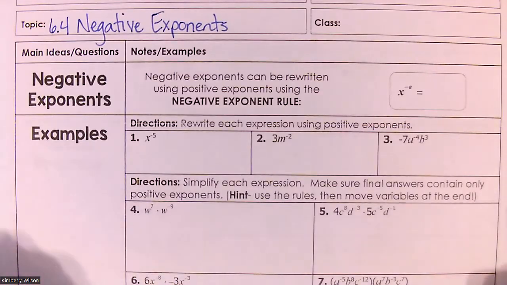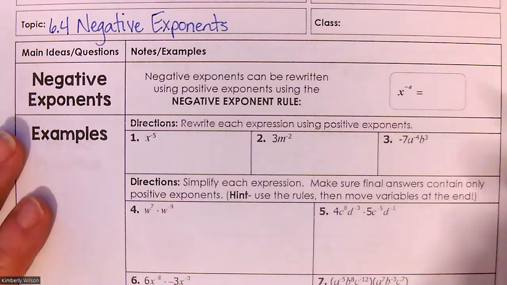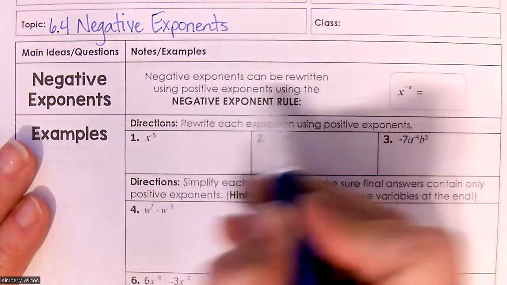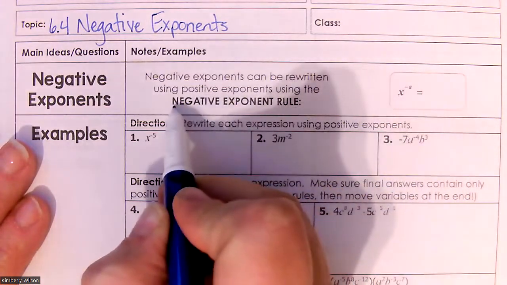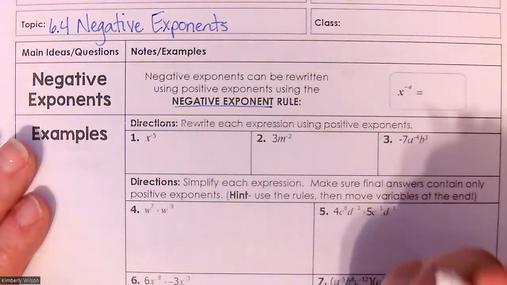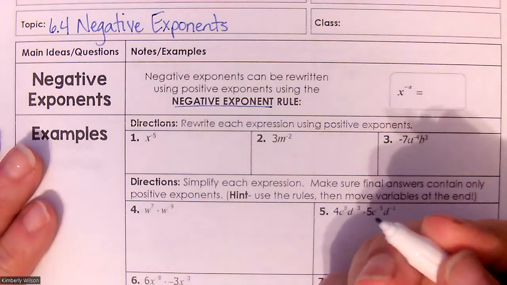Hello guys, today we're covering 6.4 negative exponents. Okay, so negative exponents can be written using positive exponents using the negative exponent rule. Well, we need to understand why that rule happens, okay?